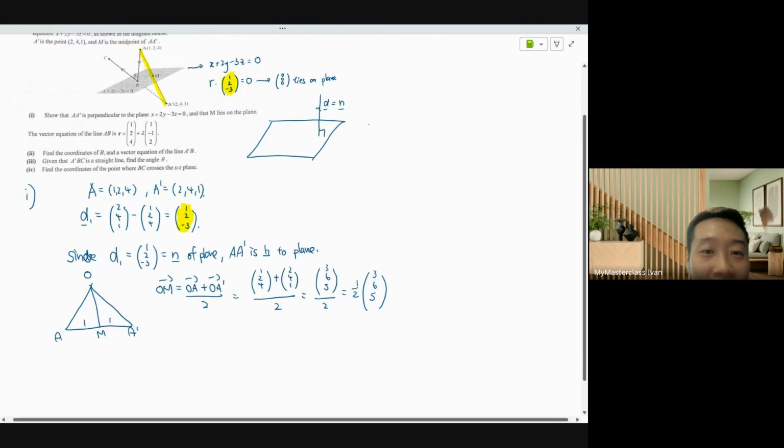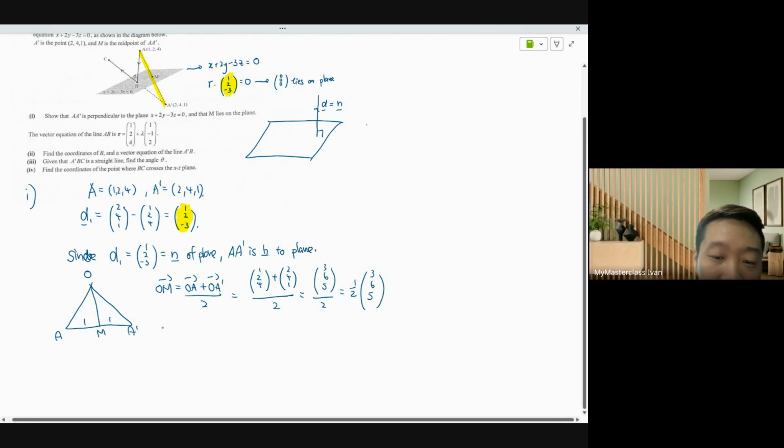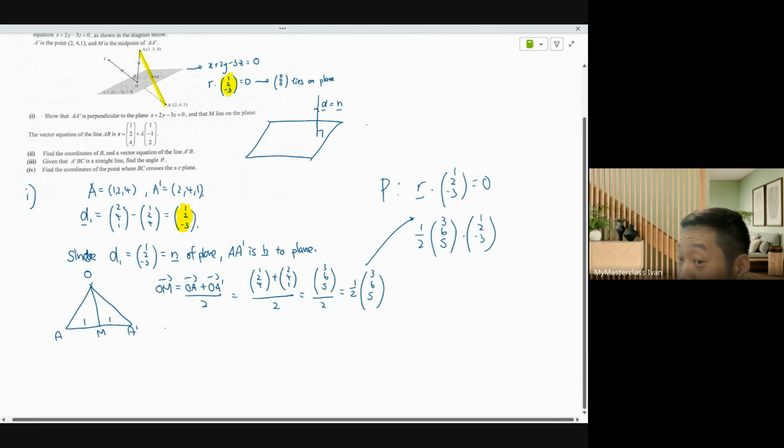Understand? So how to show that M lies on the plane? The plane is r dot 1, 2, negative 3 equals 0. So sub the point into your r: half of 365 dot 1, 2, negative 3. Don't say it equals 0 now, work it out. Half of 3 plus 12 minus 15. Is this equal to 0? Yes, it equals 0. You know why you need to take the half? Coordinates must take the scalar multiple. Direction don't care. So therefore, M lies on the plane.